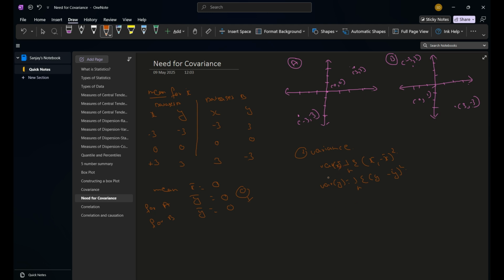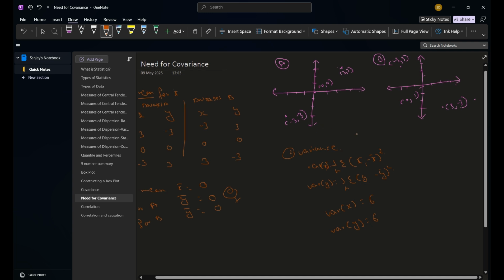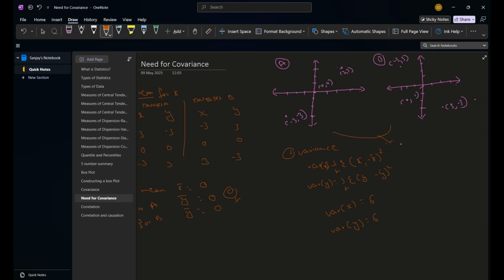So if we calculate with this formula, we will be getting the variance of x as 6. We will be getting the variance of y also as 6. So how do you differentiate between these two data sets? Because these two data sets in the graphical and visual are different, but we are getting the mean and variance the same for both the data sets. Here also it is 6, here also it is 6.